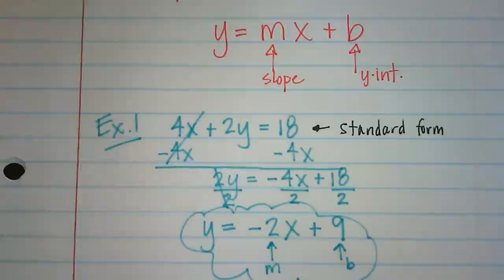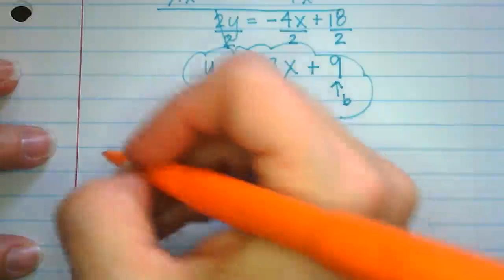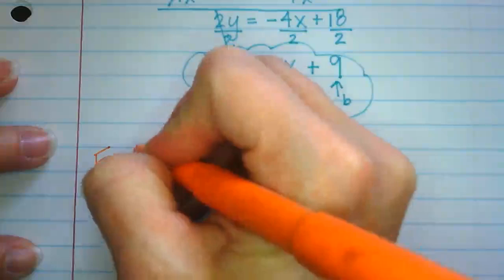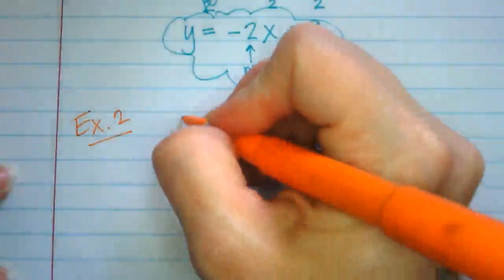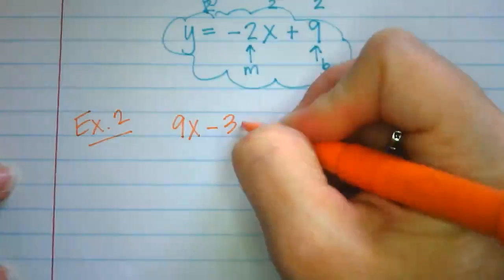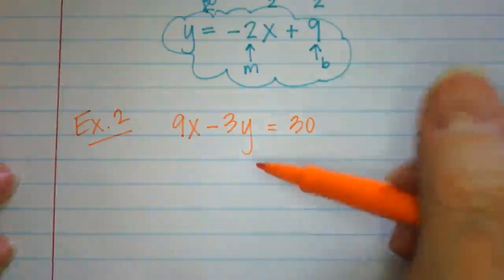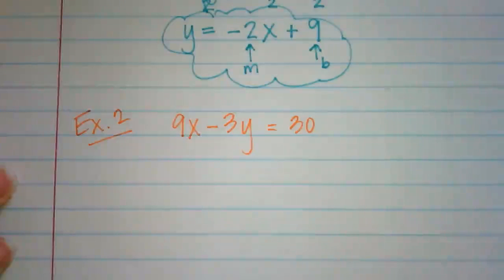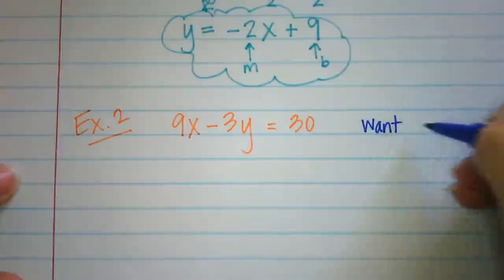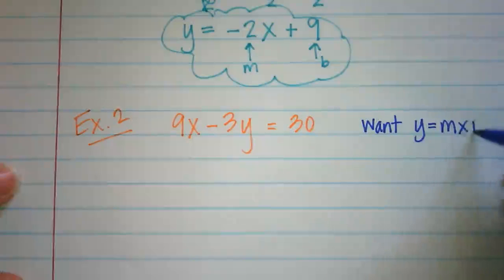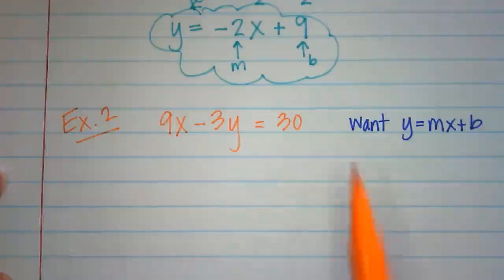All right, let's try another one. That's basically all you need to know. We're just going to keep practicing because there are some different things that can happen depending on the numbers you have. Let's say we had 9x minus 3y equals 30. Again, we want slope-intercept form, so I'm going to write this over here: we want y equals mx plus b. That's what we want to get, and this is what we have right now.